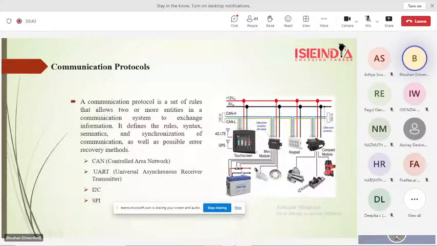Yeah, okay. The CAN protocol has robustness. We can use UART and I2C also, but for the required frequency range, only CAN matches. This is about the communication protocol.